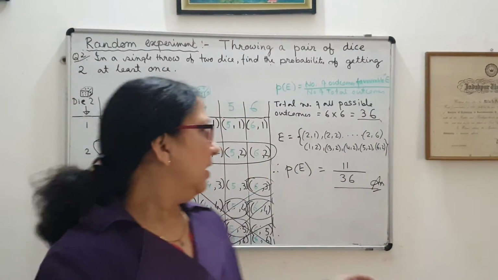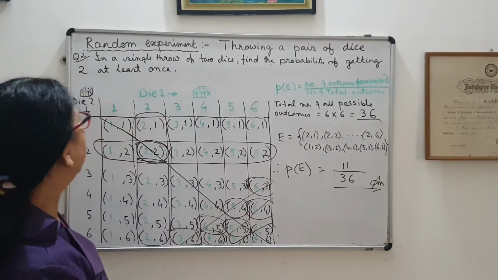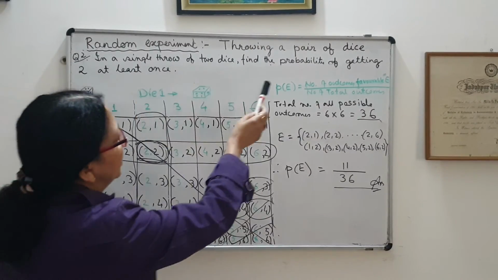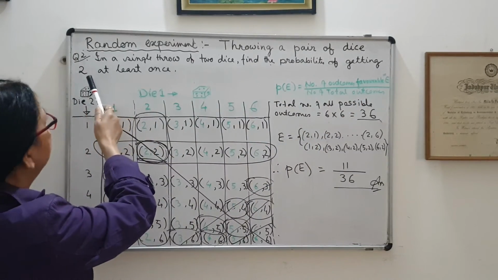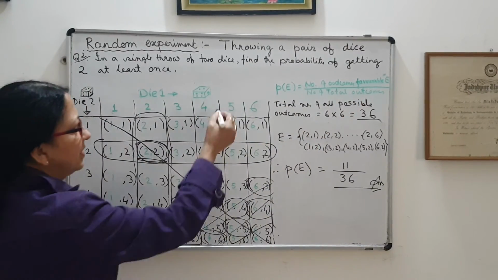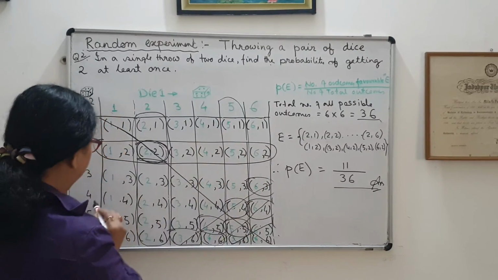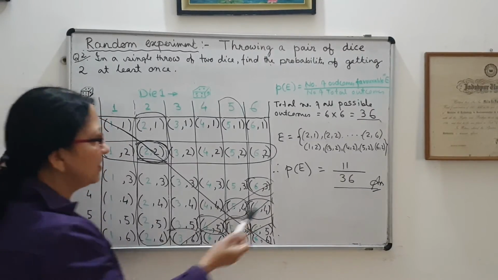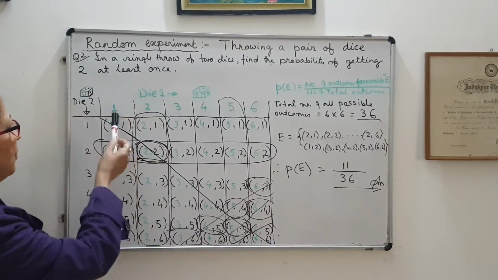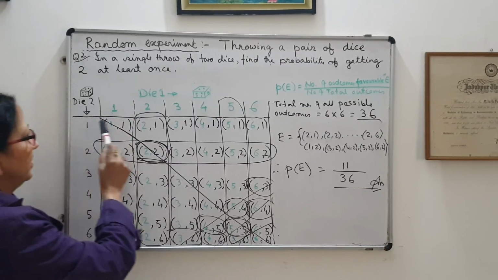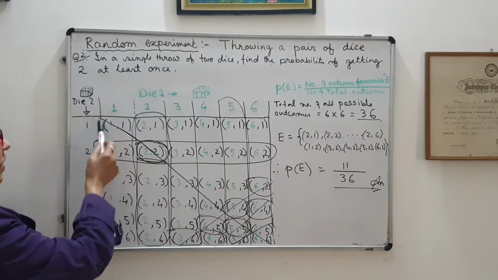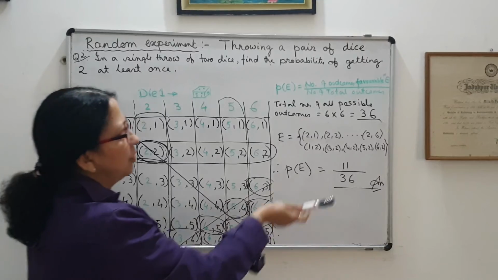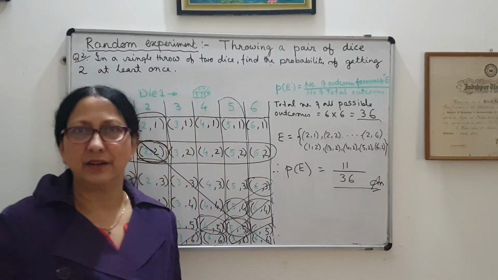Now this will be the probability for any number to come at least once. If the question is like that, find the probability of getting 5 at least once, then what will I do? I will take this column of 5 and this row of 5, and this 5 will be taken once, so it will again be 11 by 36. Similarly, if it is for 1, then again I will take this column of 1 and this row of 1, and this 1 will be common, so it will again be 5 plus 6, 11 by 36. So for all the numbers to come up at least once, the probability is 11 by 36.